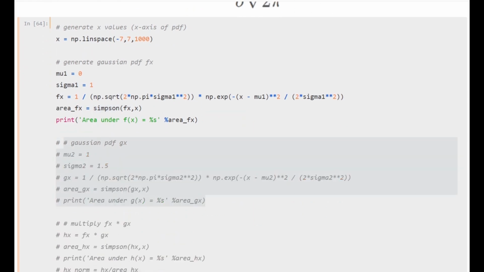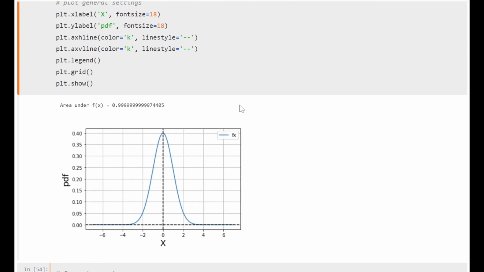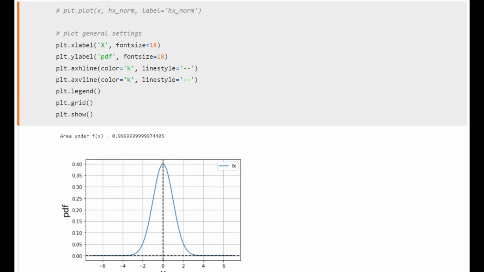So let me just execute this code first. And as you can see, a beautiful PDF is created here. My x-axis is starting from -7 going up to +7. I have a beautiful looking normal curve here, a Gaussian curve, and it is centered at 0 because our mean was 0, and it has a standard deviation of 1, as you can see here. Also, my area under the curve should have been 1.